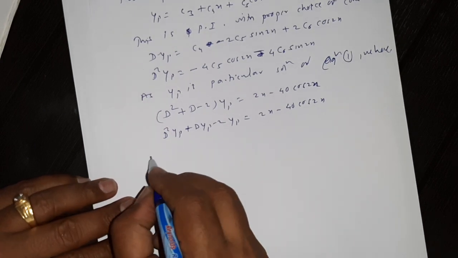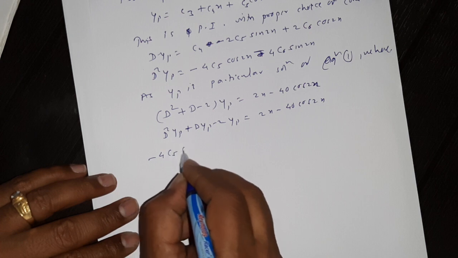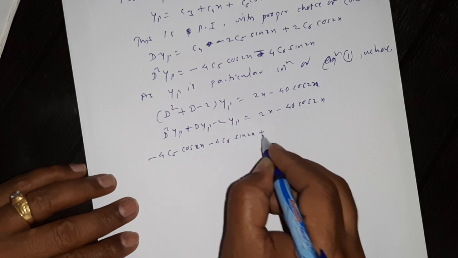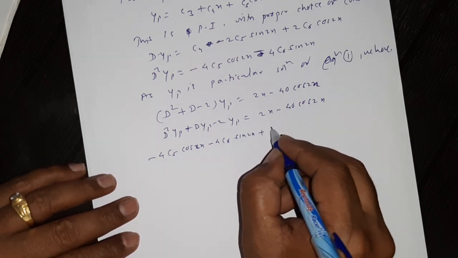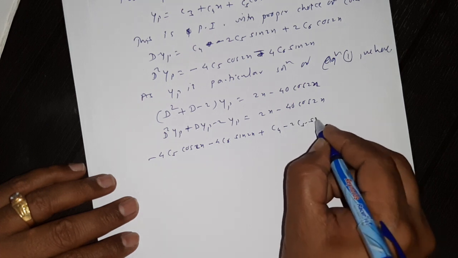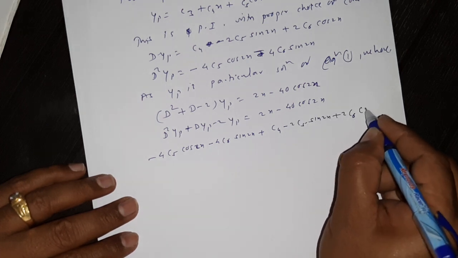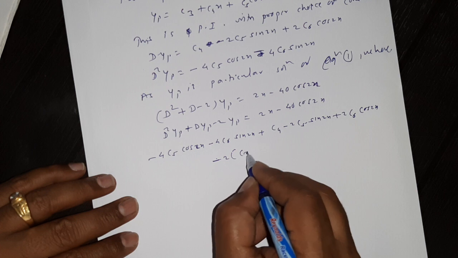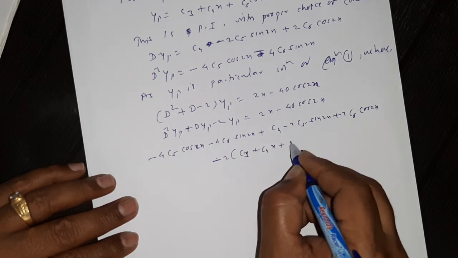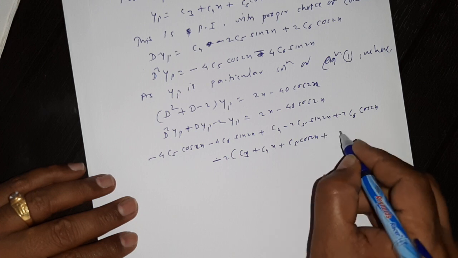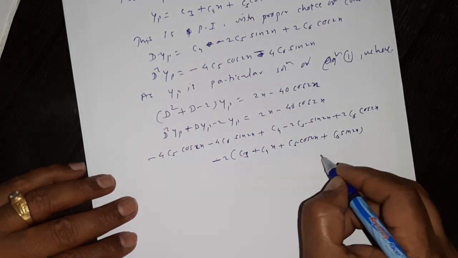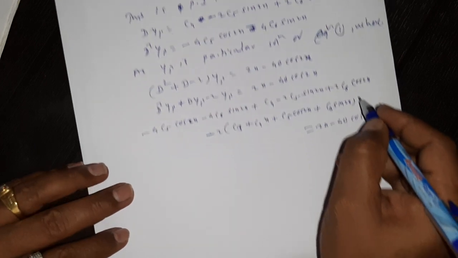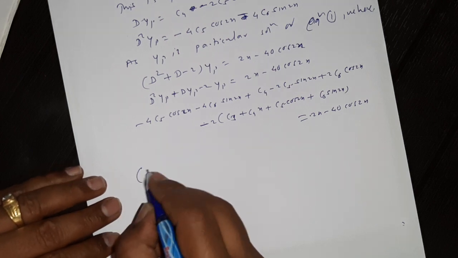That is, we have d square yp, minus 4 c5 cos 2x minus 4 c6 sin 2x, plus dyp is what? c4 minus 2 c5 sin 2x plus 2 c6 cos 2x, minus 2yp, c3 plus c4x plus c5 cos 2x plus c6 sin 2x is equal to 2x minus 40 cos 2x. So collect the coefficients. Next step.